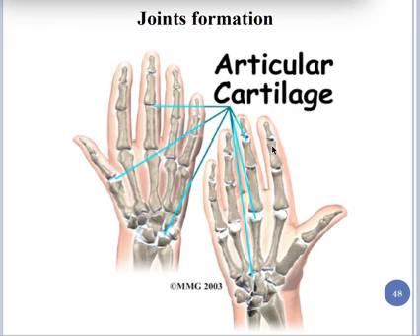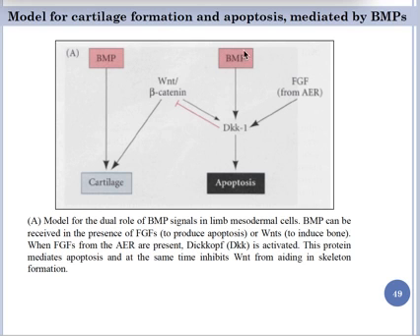So we have seen that BMP will induce apoptosis at the level of the autopod, but it can also induce the formation of cartilage, the cartilage which is usually present at the articulation between the bones. This is called the articular cartilage. How can this happen? It seems like BMP, as has been found recently, can play two roles. It can induce apoptosis, but also it can induce the formation of cartilage between bones.